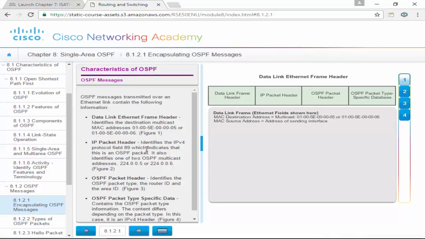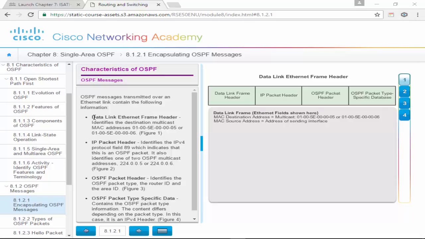Here's the best part about OSPF. You're not going to like it, but OSPF uses the IP addresses 224.0.0.5 and .6. One is to all the routers, and one's to the DR, and one is to everyone else. They're multicast.